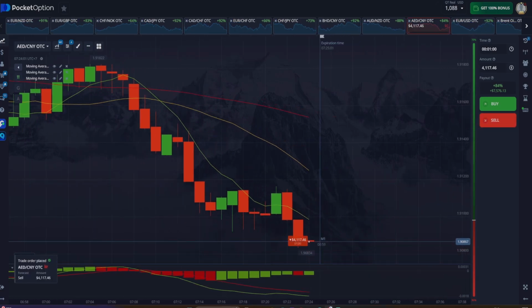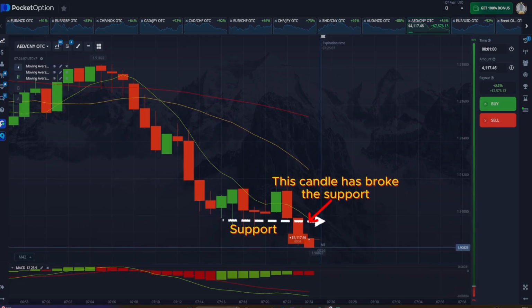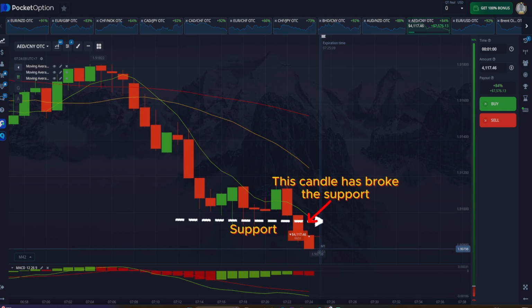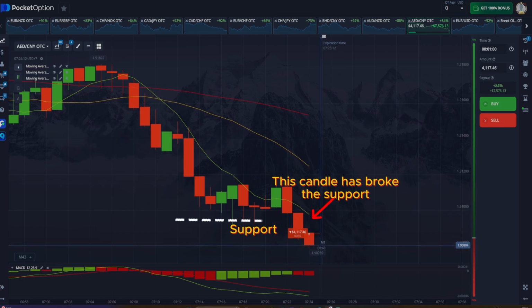I decided to enter a sell trade because two strong signals appeared at the same time. First, the support level was just broken by a strong bearish candle. This breakdown shows that buyers failed to defend the level, and sellers are now fully in control.